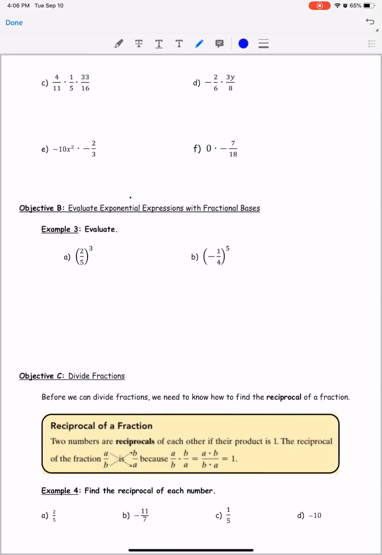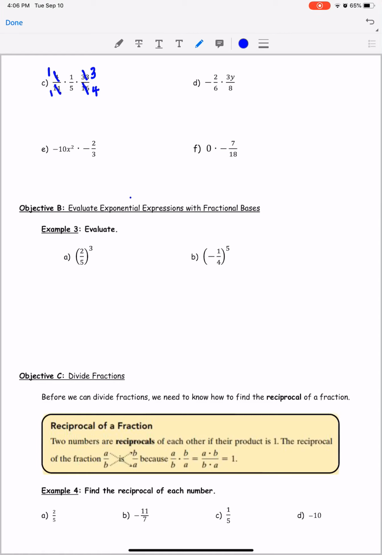So kind of look, 1 in the top, 1 in the bottom. Is there anything I can reduce? Well, I do know 4 and 16 are both divisible by 4. So 4 divided by 4 is 1. 16 divided by 4 is 4. So look at anything else. I know I can't reduce this 1 with anything because it's 1. But 33 and 11 I can deal with. So those are both divisible by 11. So 33 divided by 11 is 3. 11 divided by 11 is 1.